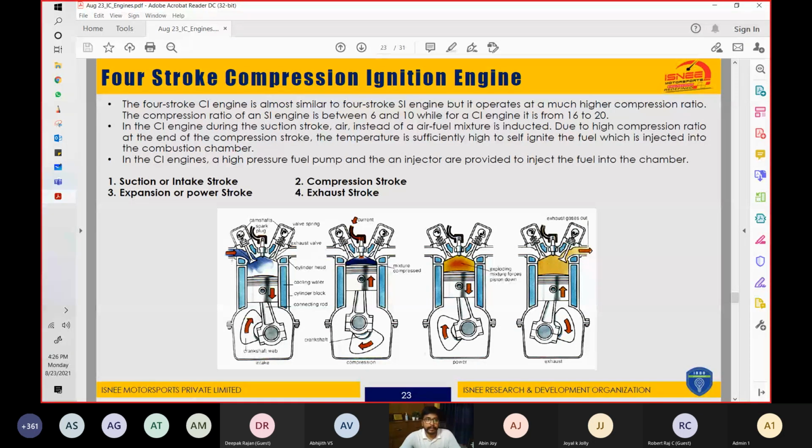The rest of the cycle is the same as the spark ignition. There are only two changes. One, the intake, and second, there is no spark plug. There is the injector in place of the spark plug. So we will understand this again with the help of the animation. How does it happen?